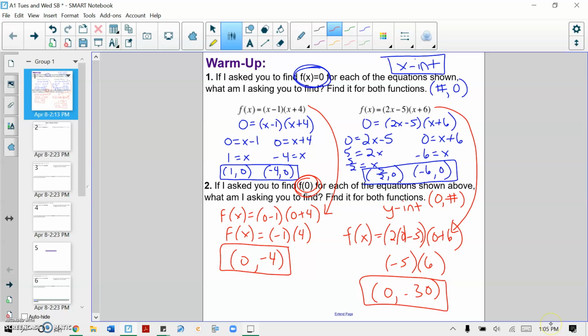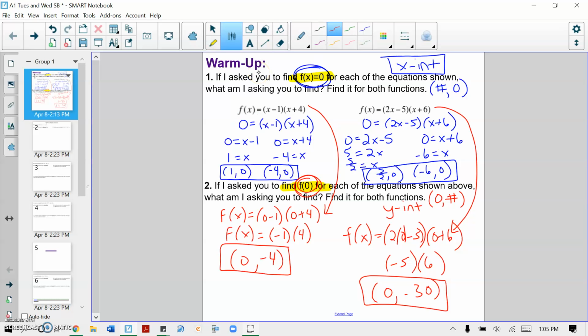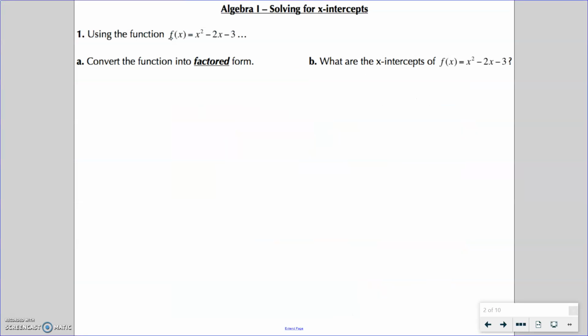So this is why, you guys, this entire school year, I've been so picky about number, 0 versus 0, number. And it's because these two ideas are completely different. Okay, and so we need to be ready for what it is they're asking of me when I'm finding those numbers. All right, let's talk about finding x-intercepts in different forms.